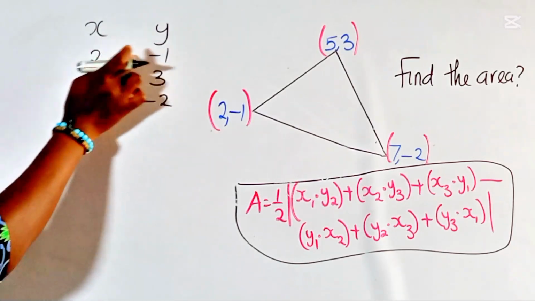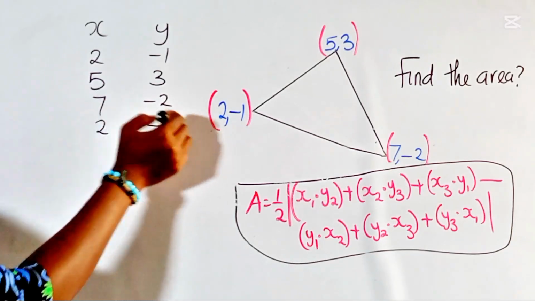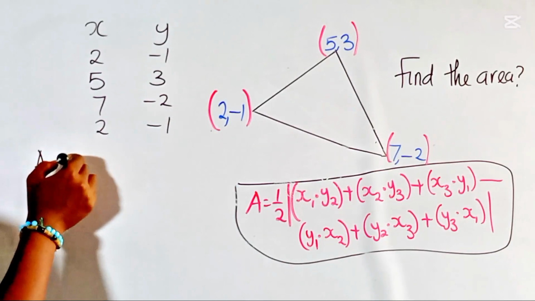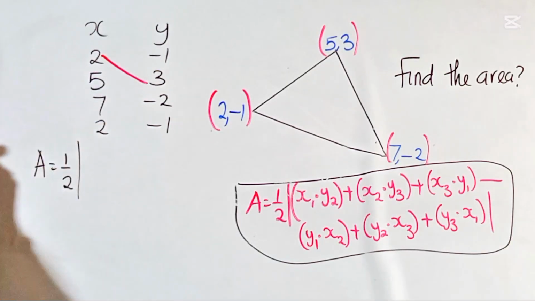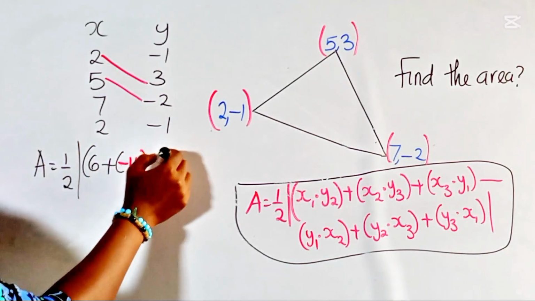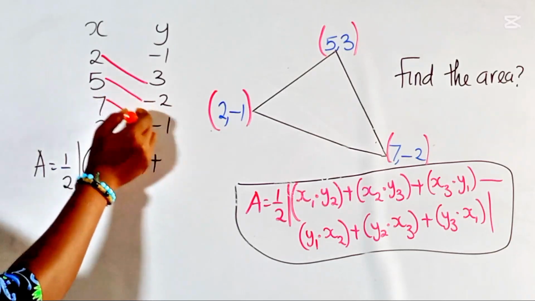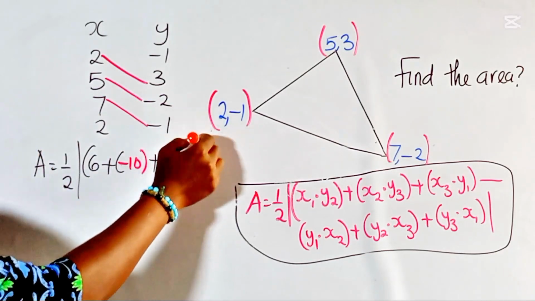To complete the pattern, we must repeat the first point. So we have 2 and minus 1. Area is equal to 1 over 2. x1 multiplying y2 will give us 6 plus x2 multiplying y3 would give us minus 10. We are still adding. x3 will multiply y1 to give us minus 7.